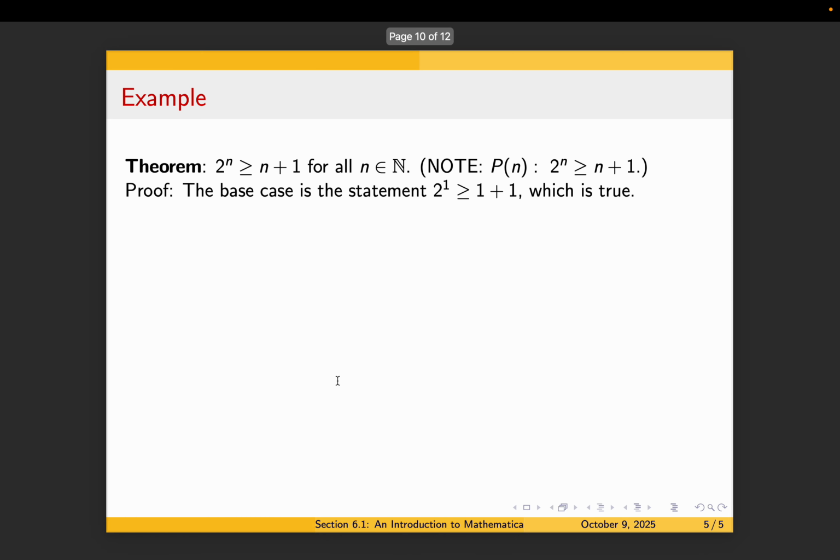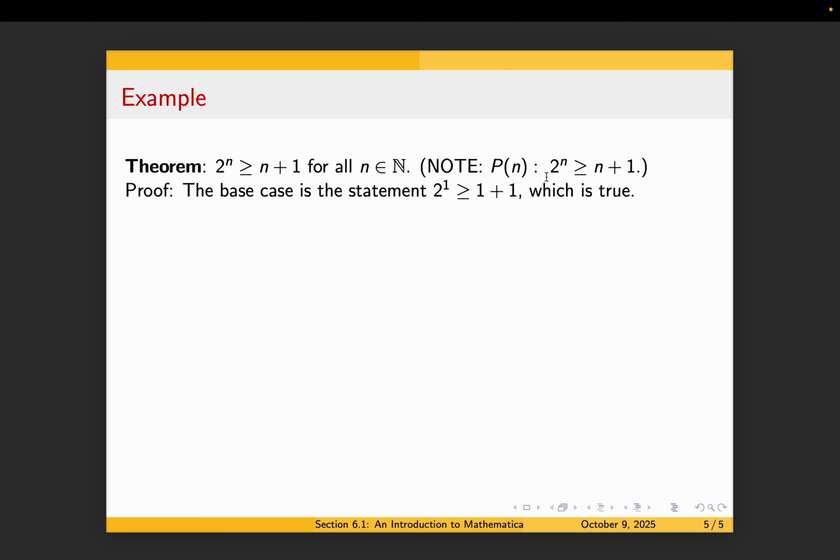Anyway. Okay, so here's an example. Suppose you are asked to prove this, that 2 to the n is always at least n plus 1 for every natural number. So this has the form for all n in N, P of n. There's your P of n. And you're asked to prove that.